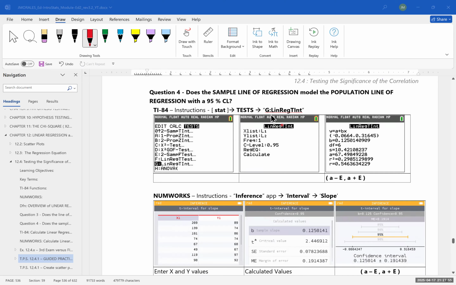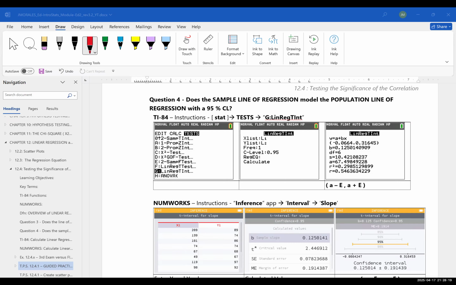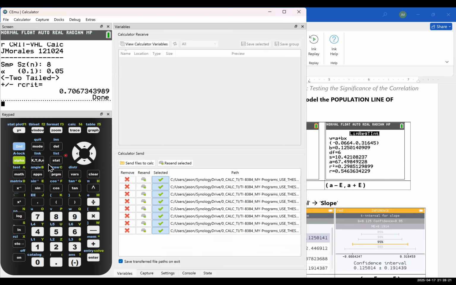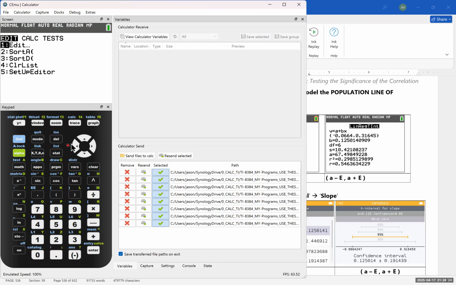All right, so question 4. Does the sample line of regression model the population line of regression with a 95% confidence level? So what we have to do is come up with this confidence interval around the slope of our line of regression. And we do that using LinRegTInt on the Texas Instruments calculator. So I'm going to come over here to the Texas Instruments, go to Stat and then Tests, click up once because that'll take me to the end, and I'm going to run LinRegTInt.